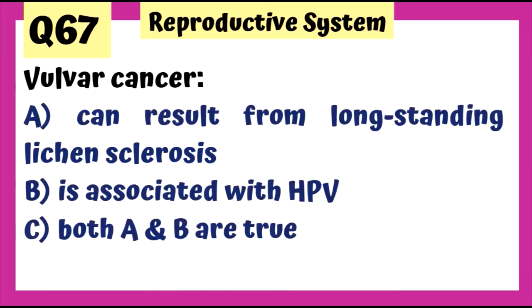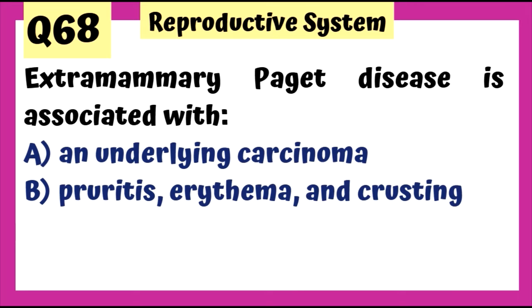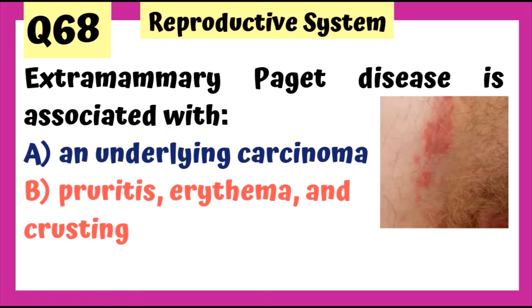Question 67, vulvar cancer is both a result from longstanding lichen sclerosus and associated with HPV. Okay, here we see a picture of it. Extramammary Paget disease is associated with pruritus, erythema, and crusting. It's not associated with an underlying carcinoma. That's with the breast. But extramammary Paget disease is not associated with an underlying carcinoma, but it's associated with pruritus, erythema, and crusting. And here we see a picture of extramammary Paget disease.